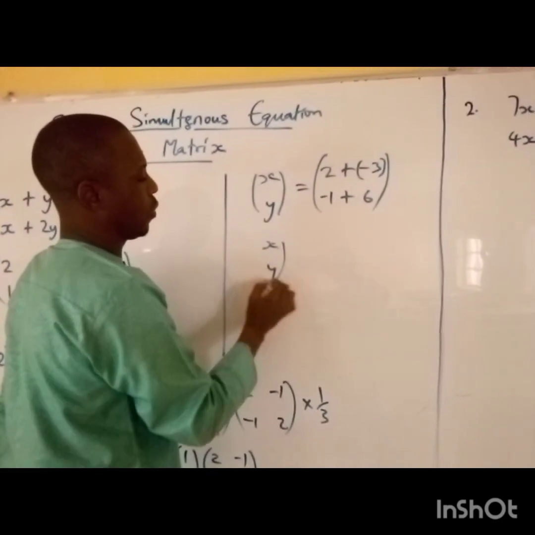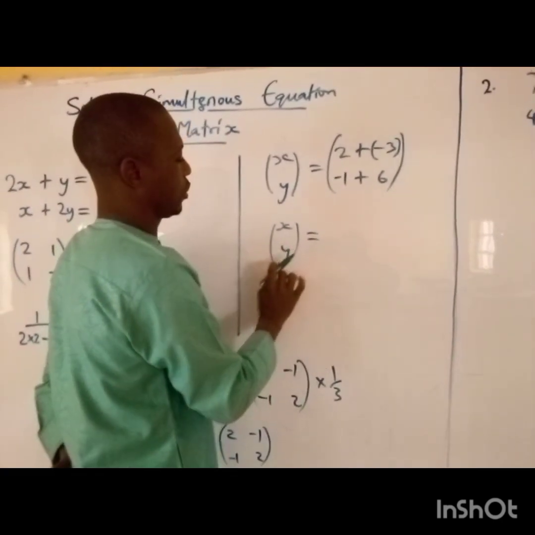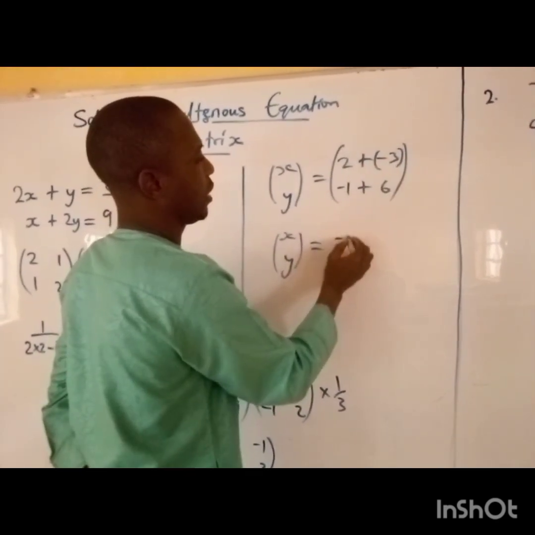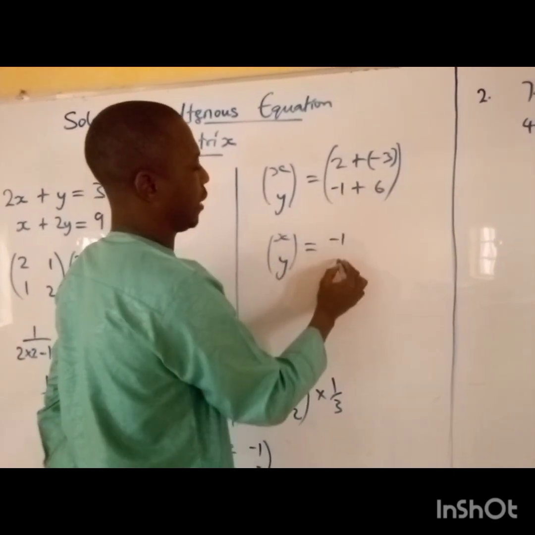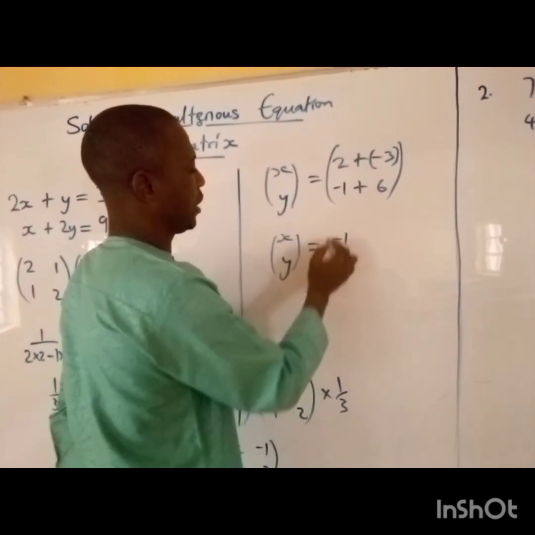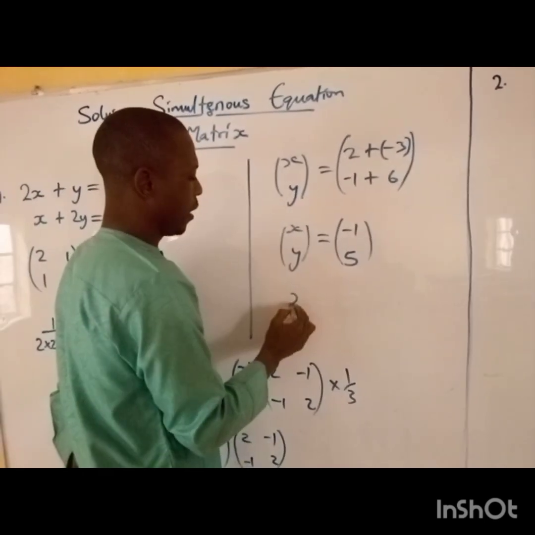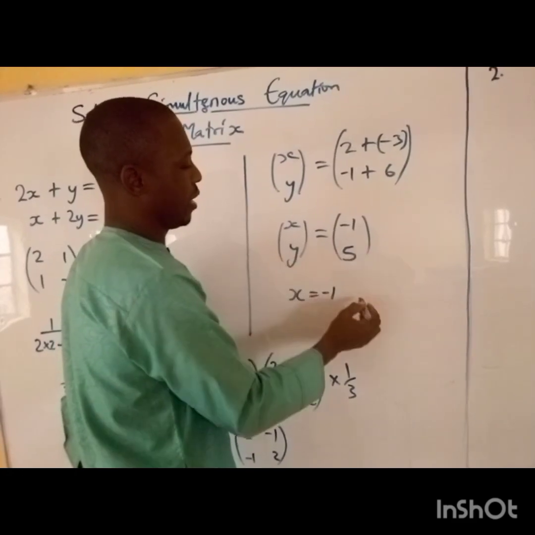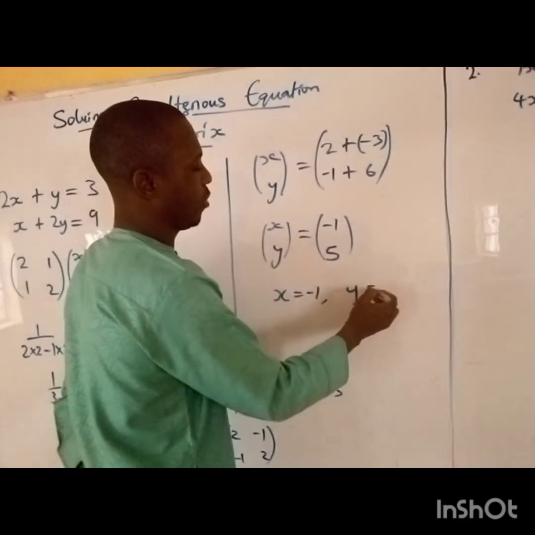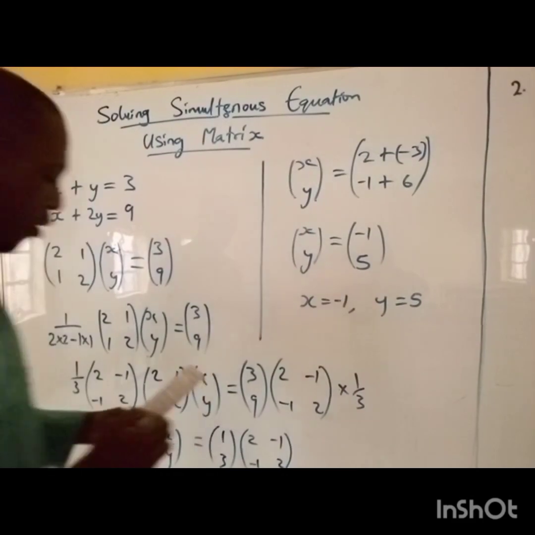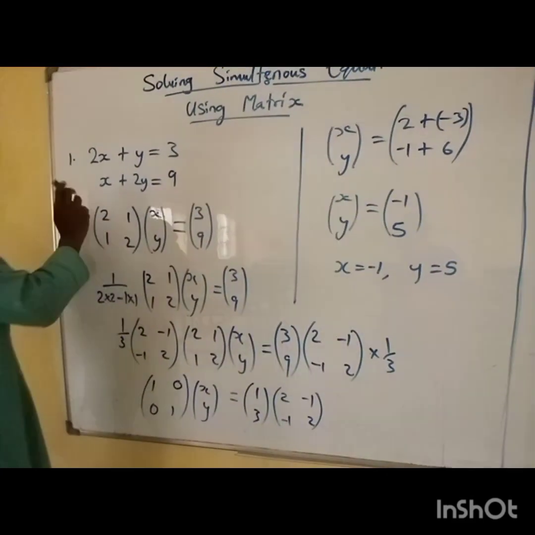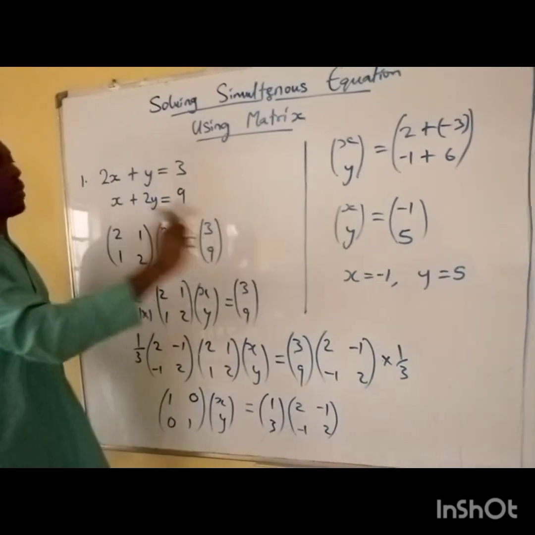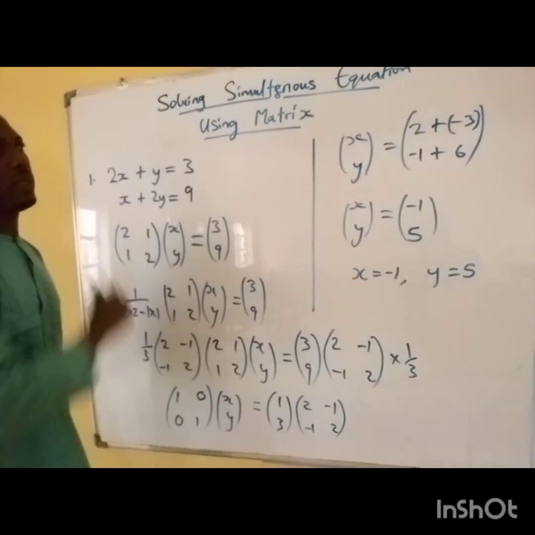x, y will result to 2 minus 3 gives me minus 1, minus 1 plus 6 is 5. So x here is equal to minus 1 and y is equal to 5. That's the result of the simultaneous equation. x here is minus 1 and y is 5.